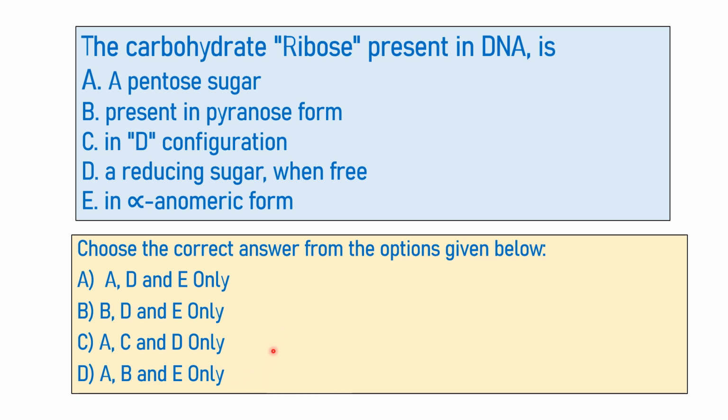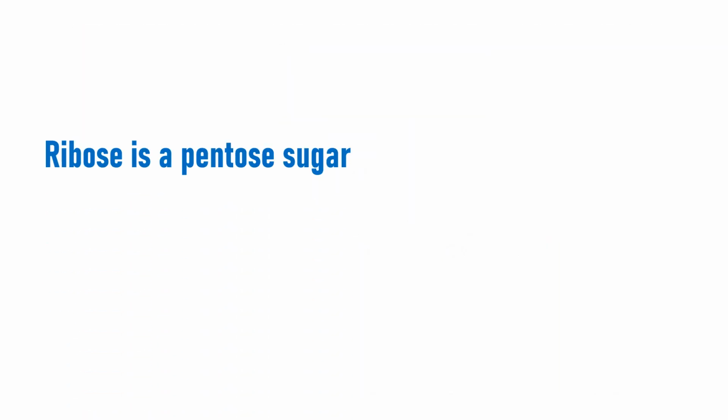and they've asked us to choose which among the following is correct. So we will first see the ribose sugar and its structure and all these parameters concerning the ribose sugar, the type of ribose sugar that is present in RNA and DNA, and then we will come back to this particular question. So let's first take the structure.